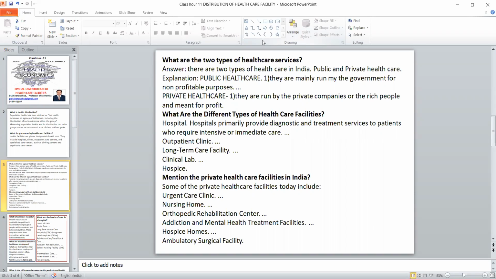Because we are following a 3-tier system. The subcenter for every 1,20,000 people, and then one community center. But whether we can afford that many community centers, the government finds difficult. That is why they encourage the private to render the service. So as far as the Indian scenario is concerned, the private healthcare facility is predominant.